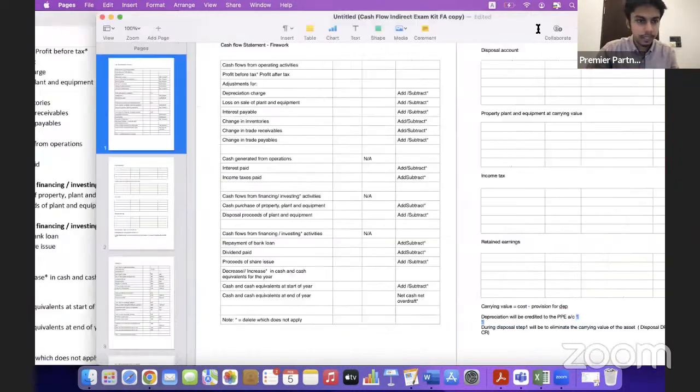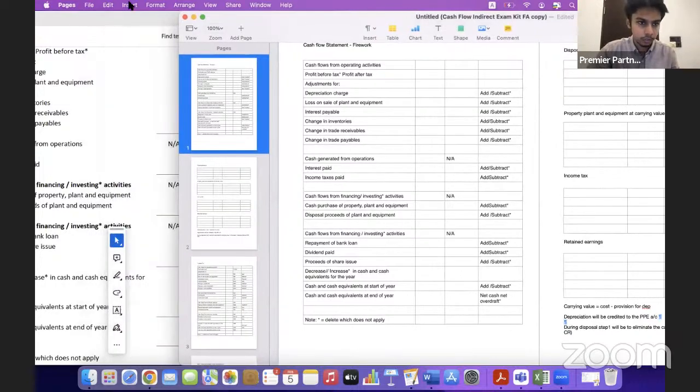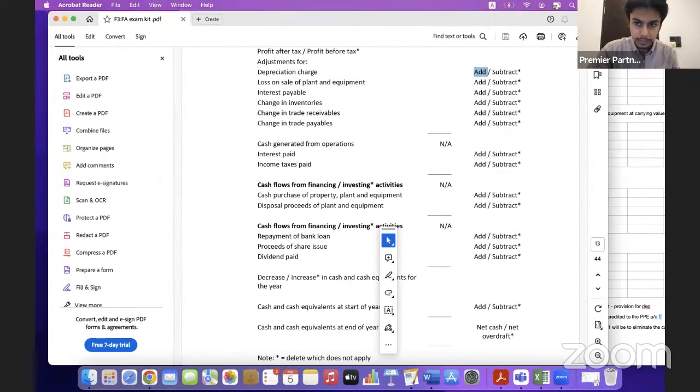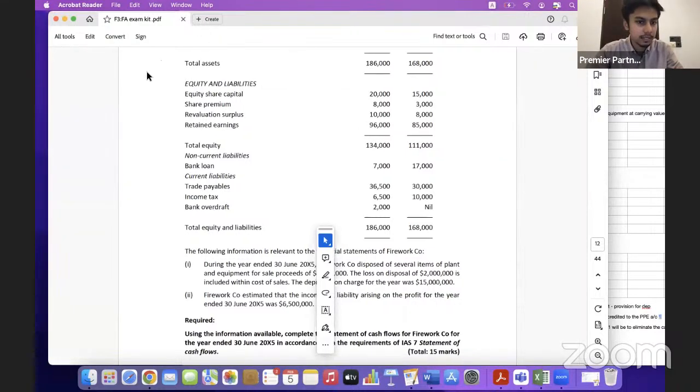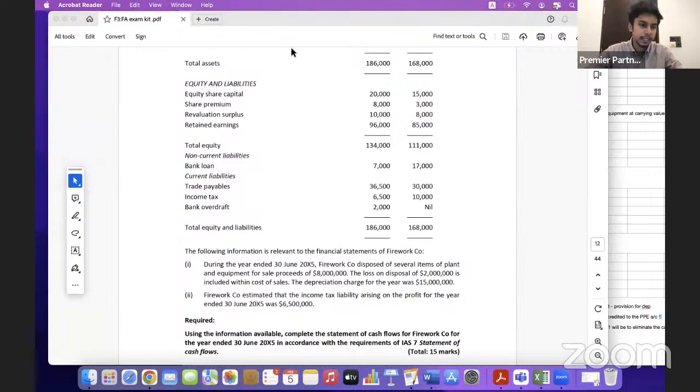Okay, right. So guys, I think we are ready to start the question. This is from the exam kit itself, right? So this is how the standard of the question will be. It won't be more difficult than this, and it won't be easier than this. Okay, right. So look at this question over here. They are telling, using the following information that is available, complete the statement of cash flows. Then they have given you the cash flow statement.